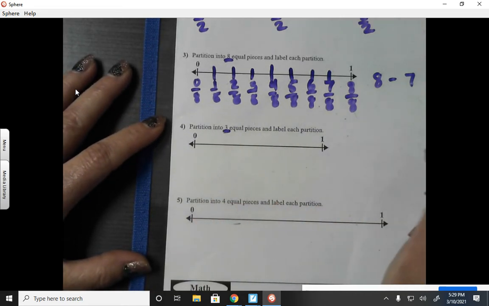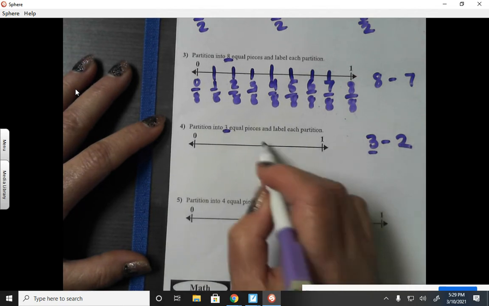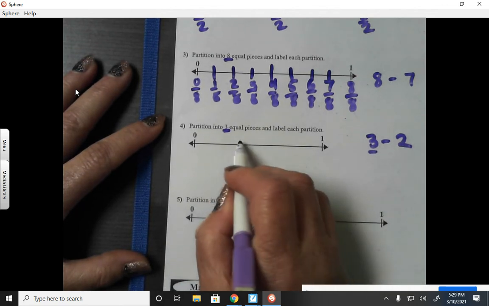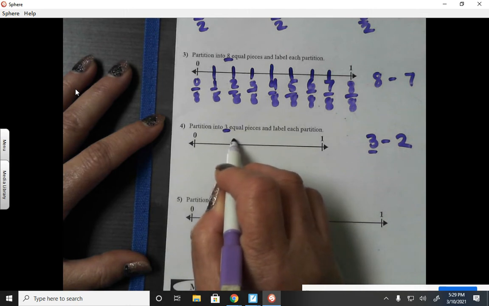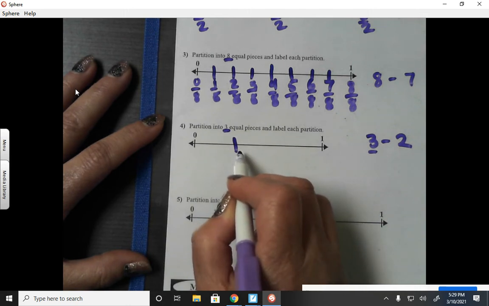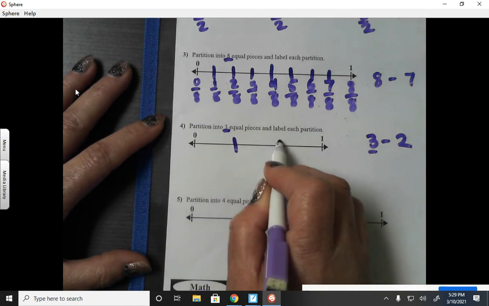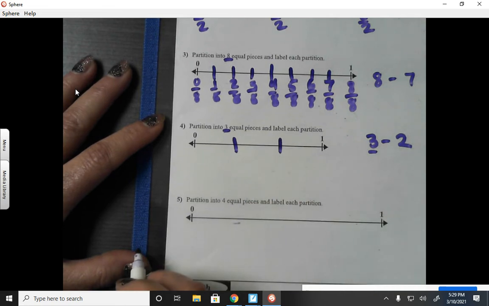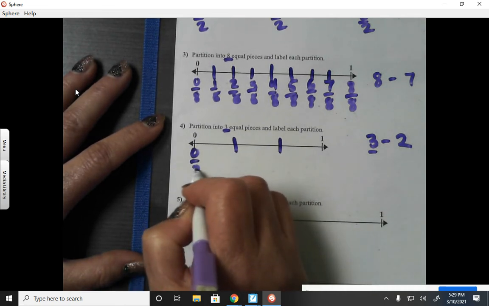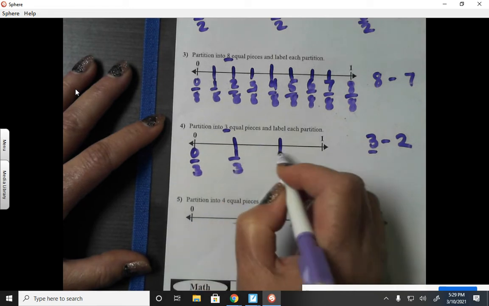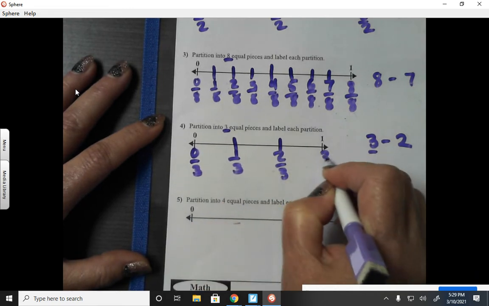Number 4, we're going to partition it into 3 equal pieces, so we need to draw 2 lines. 3 is an odd number, so we can't split it in half first, but we can just kind of eyeball it a little bit. Draw a line a little bit to the left of the middle and to the right of the middle. And there we go. We're in good shape. Now we're going to count by thirds. 0 thirds, 1 third, 2 thirds, and 3 thirds.